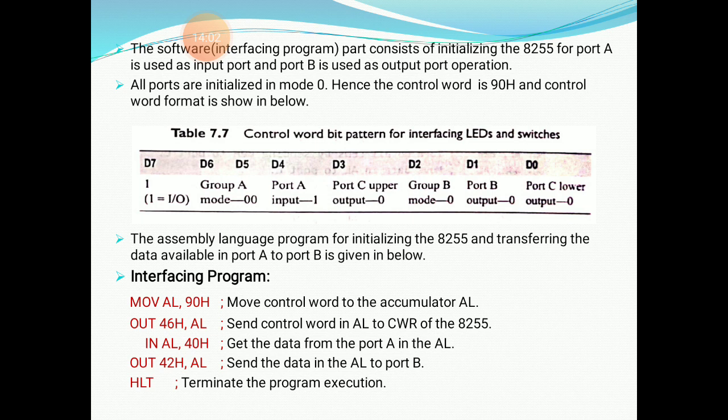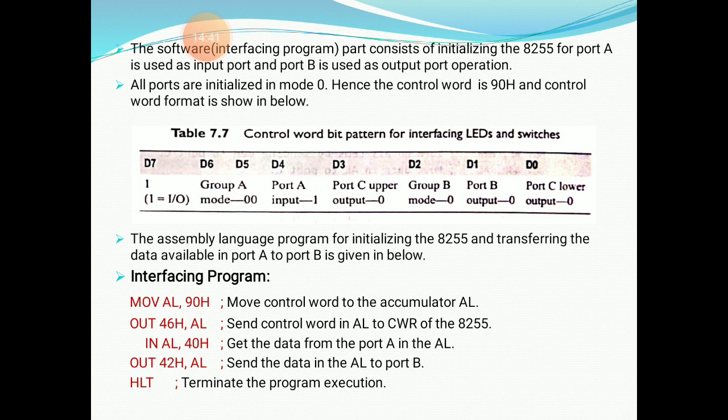B is given below. Now the interfacing program consists of various instructions. The purpose of these instructions: first, copy the control word to the accumulator AL, and this control word is copied to the control word register of 8255. The processor reads the switch pattern from port A and stores it into AL, and the switch pattern from AL is sent to port B, and then stop the execution. These operations are performed by using the following instructions.